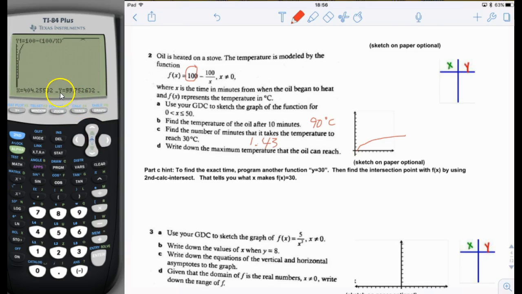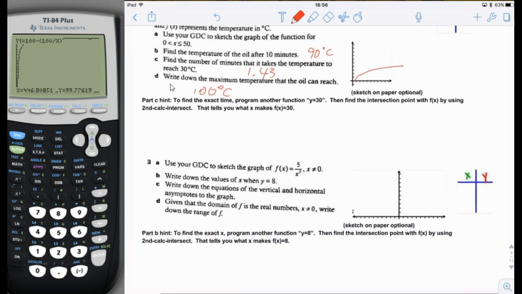Do you see how it's getting very close to 100? 99.75 here. Okay, so it's approaching 100. Hey, what do you know? 100. That's 100 too, right? So the maximum temperature the oil can reach is the same as the horizontal asymptote, which is going to be 100 degrees. Okay, you can say like 99.9999. All right? Okay.